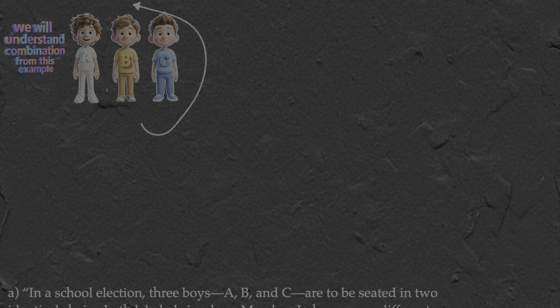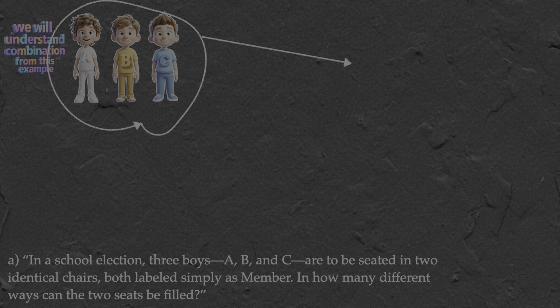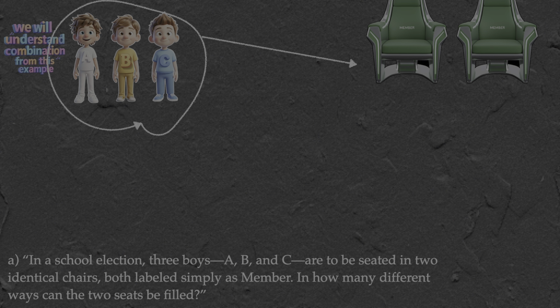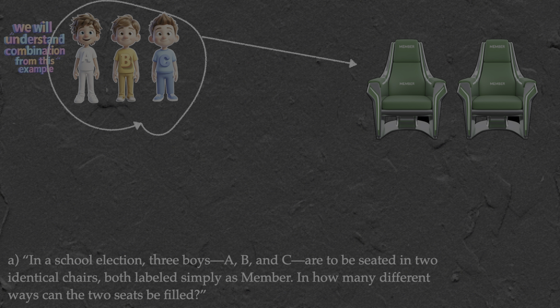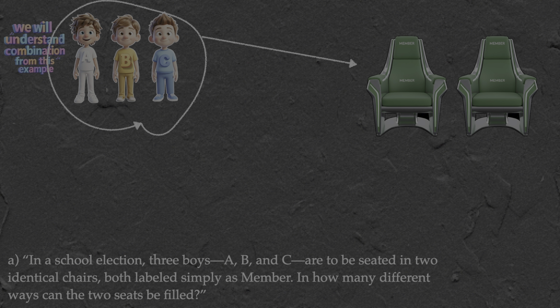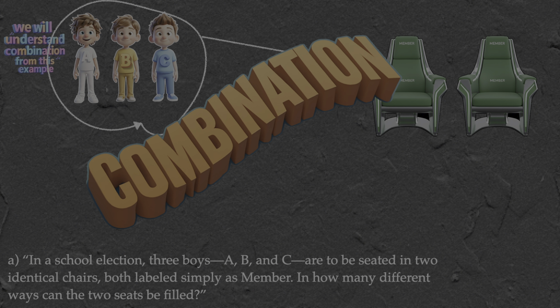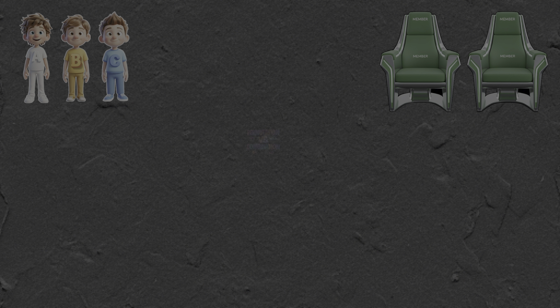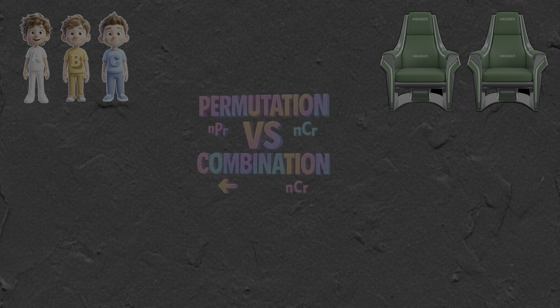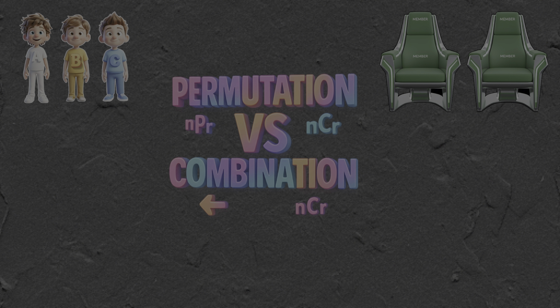We want to seat these three boys in two identical chairs. Since the chairs are indistinguishable and order doesn't matter, this is a combinations problem in contrast to permutations. We'll now briefly clarify the difference between permutations and combinations.